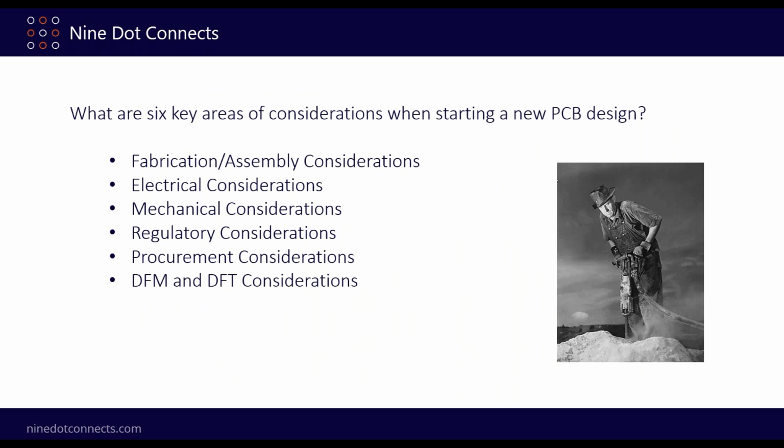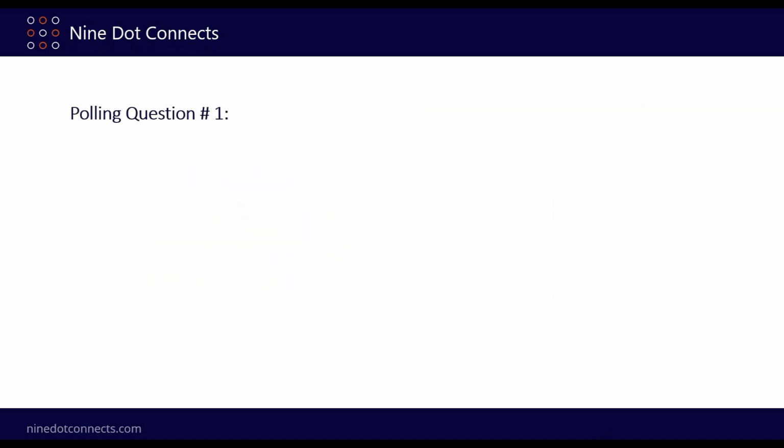So the 6 key areas we're going to talk about are fabrication, electrical, mechanical, regulatory, procurement, and DFM/DFT. You can tell that in an hour, we're not going to be able to get too far in depth on all these. But notice this guy with the jackhammer, we came up with this photo because if you're 99% done with a PCB and something comes up and the PCB has to be changed or ripped apart, it kind of feels like a jackhammer going into rock. So that was a humorous picture that we came up with.